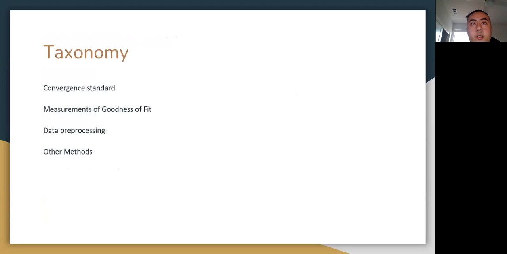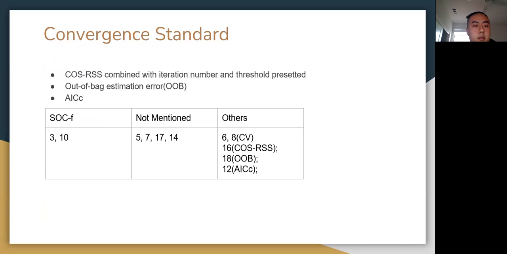The following section is our refined taxonomy. We have classified our literature into these categories: convergence standard, measurement of goodness of fit, data processing, and other methods. And here is our convergence standard. We classify our articles into this part: the SOCF, not mentioned, and others.